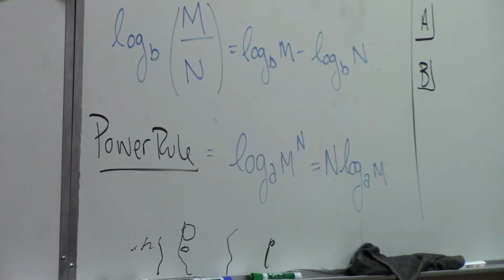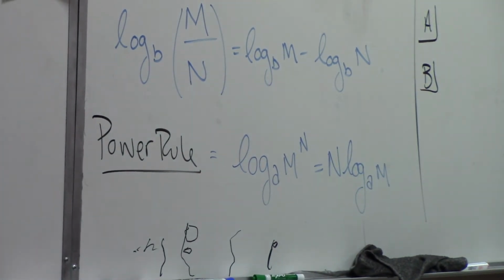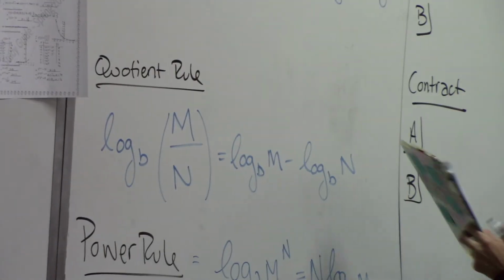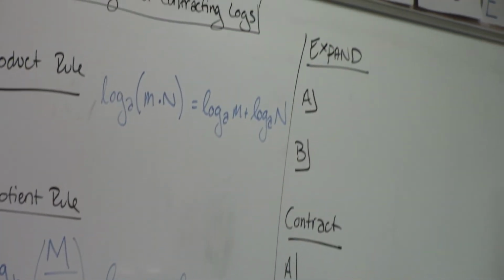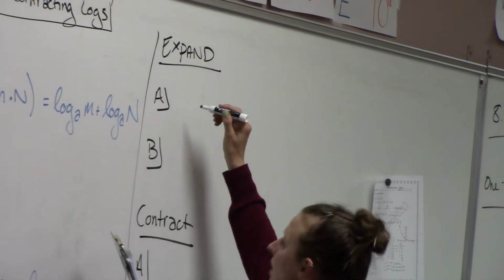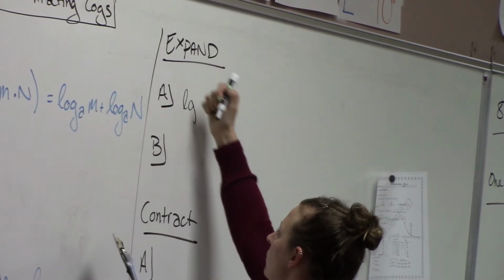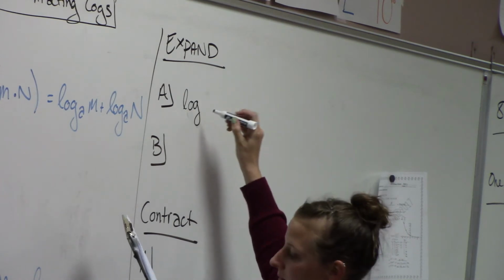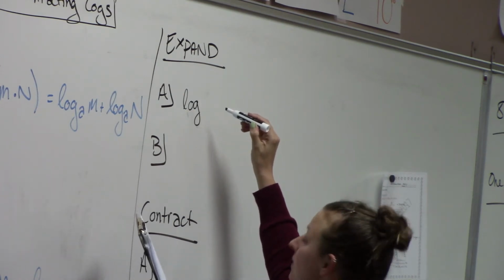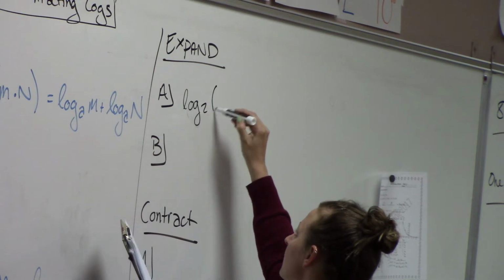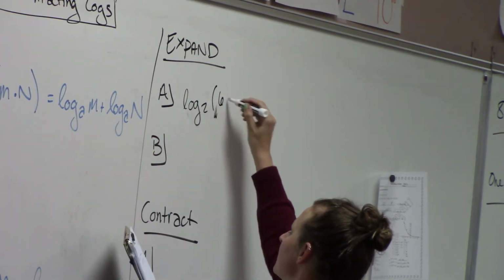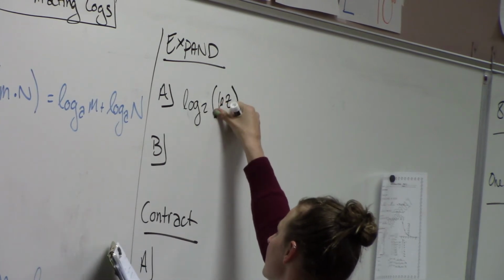Okay, so let's give these a couple tries. First, we're going to do a couple expansion problems. So I'll write it up here, and then we'll talk about which rules we need to use, and then we will use them. Our first expand looks something like this. Log base 2 of 6z. Let's give that a try.